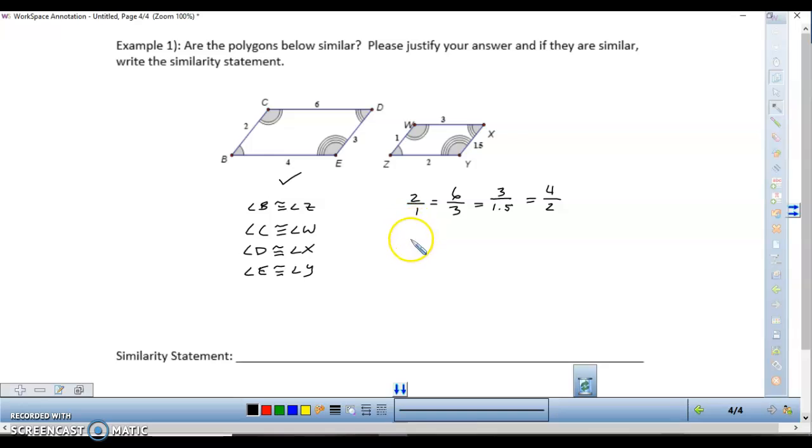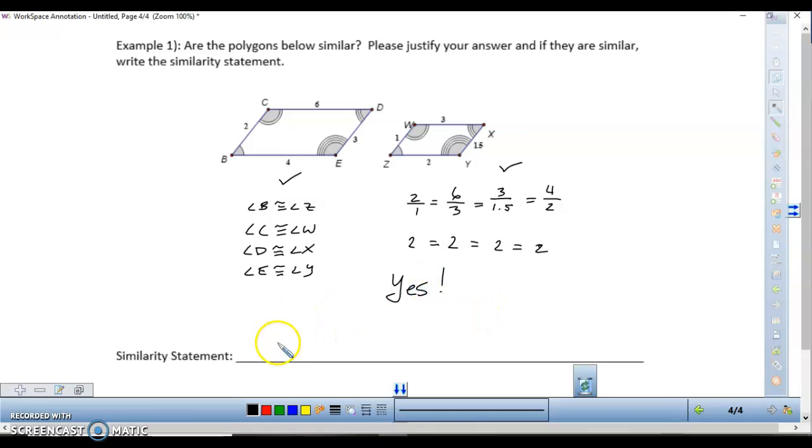And if you simplify this, you get 2. 6 divided by 3 is 2. 3 divided by 1.5 is 2. And 4 divided by 2 is 2. So you'll notice throughout this entire process, when I matched up all pairs of corresponding sides, they gave me the exact same ratio. So by definition, all of the angles are congruent to the corresponding angles in this polygon, and all of these side lengths are in the same ratio or proportional to the side lengths in this polygon they correspond to, then yes, the polygons are similar.